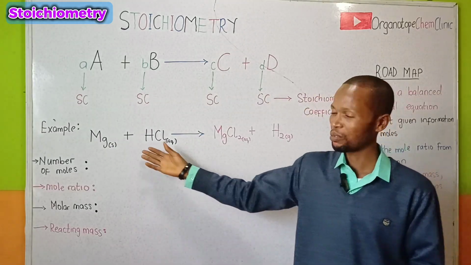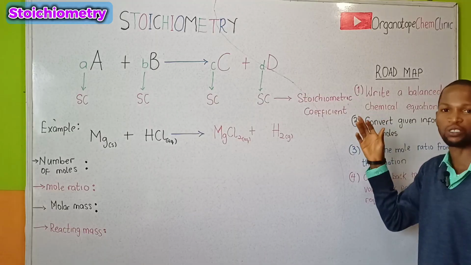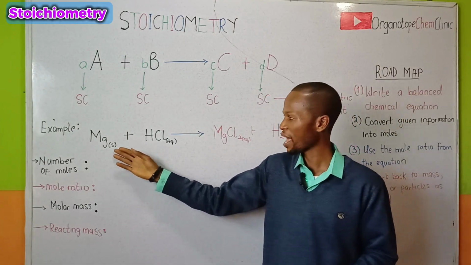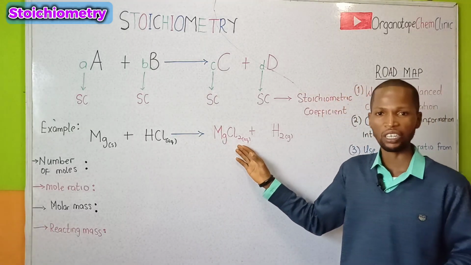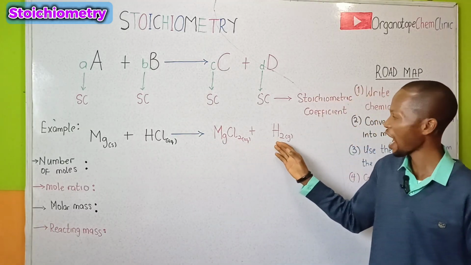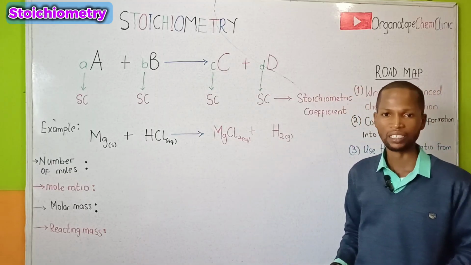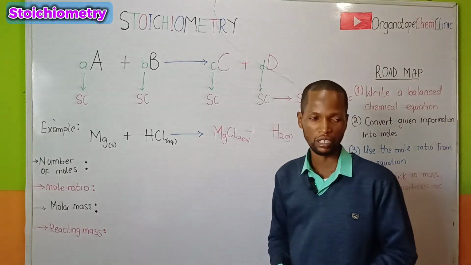Moving on, can we attempt this question together? The first thing we are expected to do is to balance the chemical equation. We have right here the reaction of magnesium with hydrochloric acid resulting in the formation of magnesium chloride and the displacement of hydrogen molecule or hydrogen gas. Can we consider the first step? We are to balance the chemical equation.